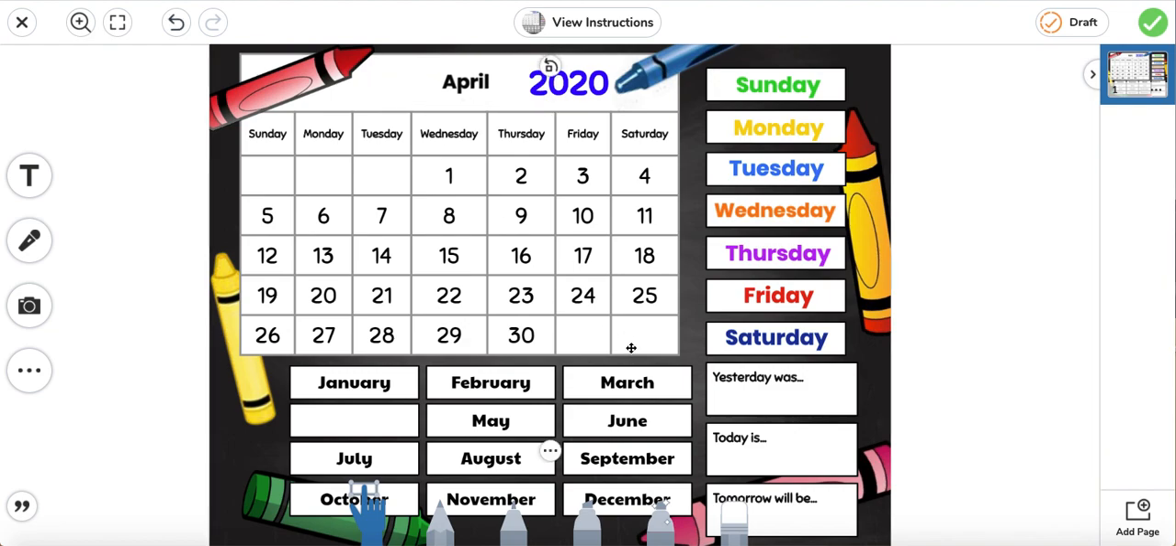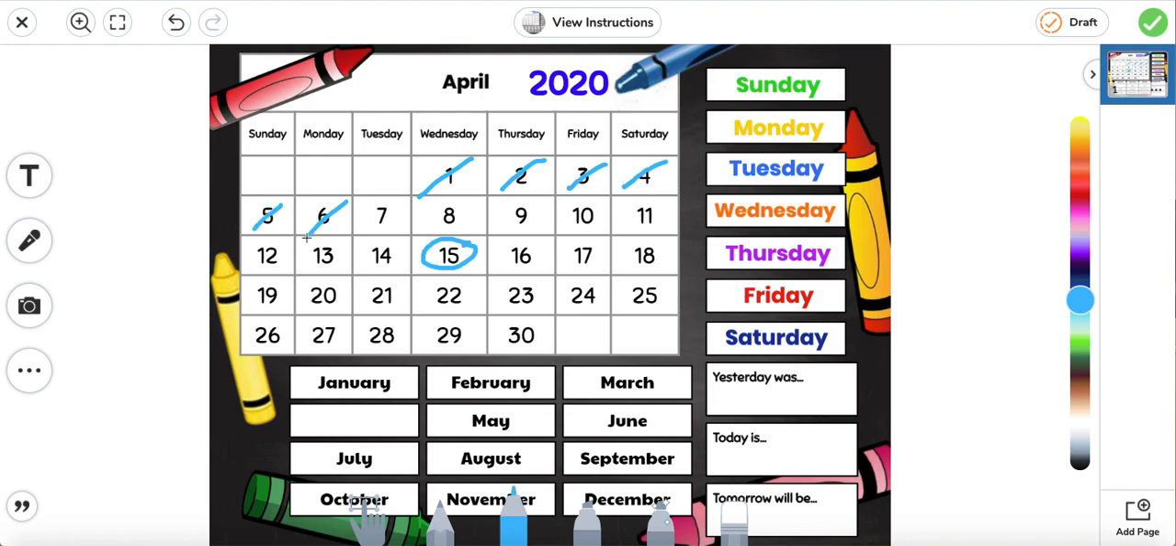Do you know what day it is today? Yes, today is Wednesday the 15th. So let's go ahead and cross out the numbers that have already passed. 1, 2, 3, 4, 5, 6, 7, 8, 9, 10, 11, 12, 13, 14, and 15. So today is April the 15th, 2020.